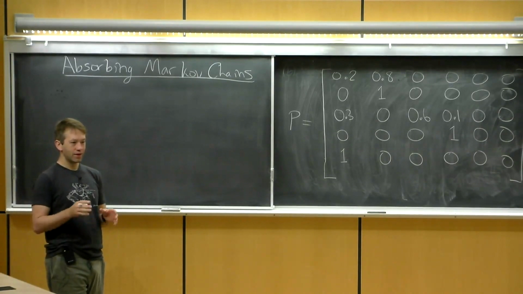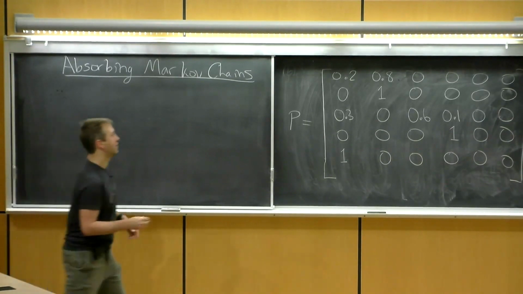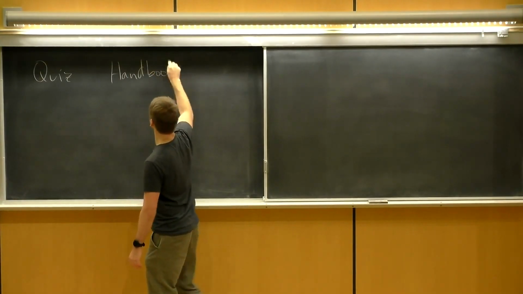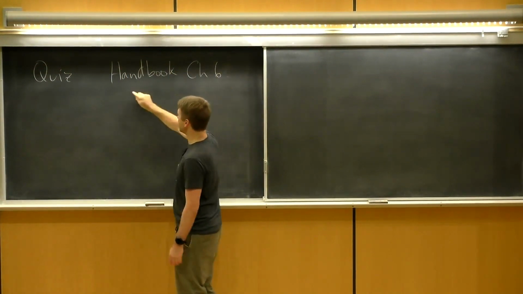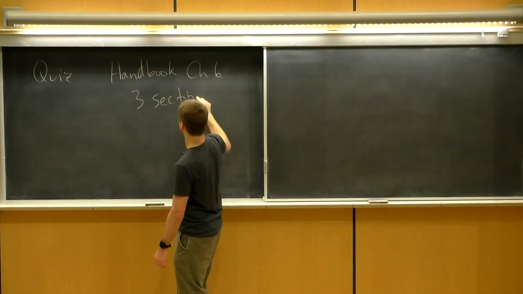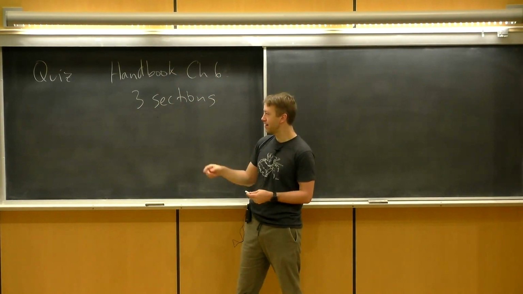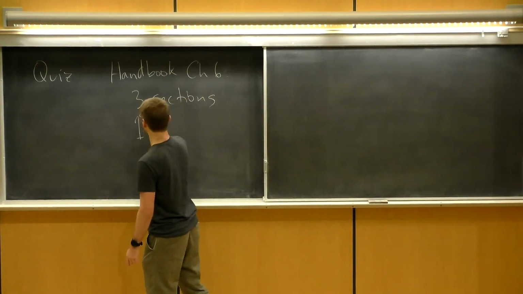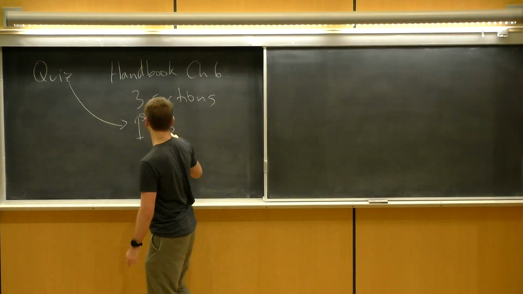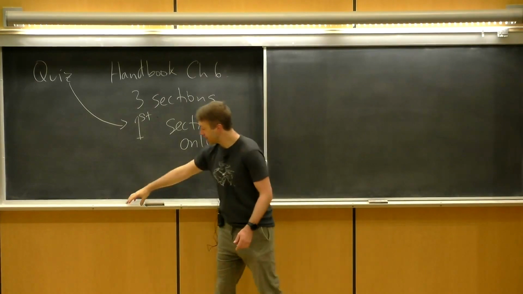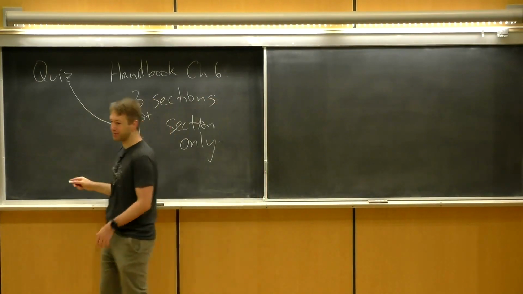So, regarding the quiz, like your handbook, Chapter 6 has 3 sections. One's called Introduction to Markov Chains, one is regular Markov chains, and there's absorbing Markov chains. The quiz is only on the first one of those sections, but it's also on linear programming as well.